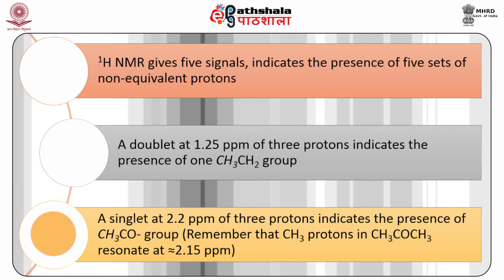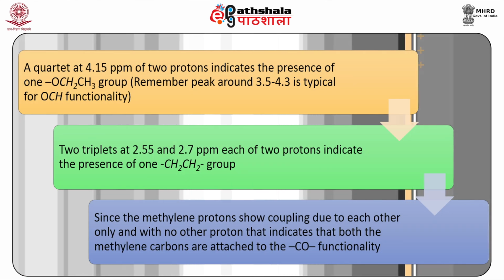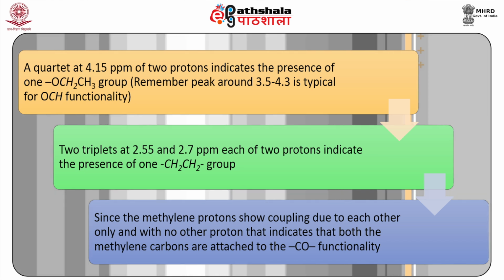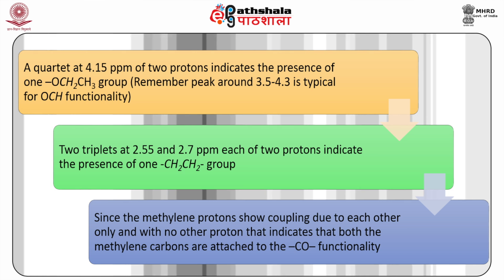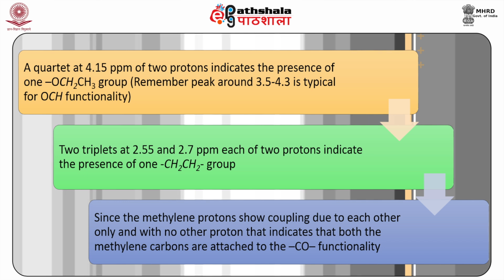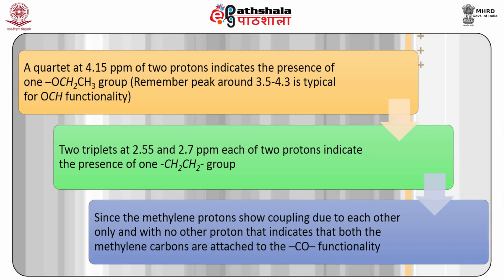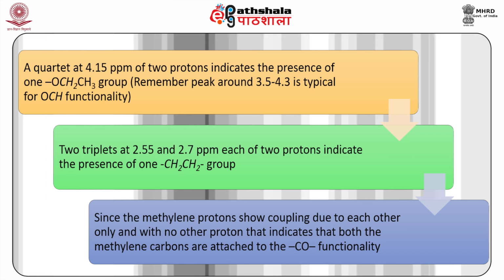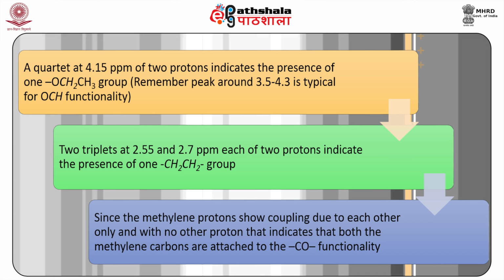Coming to the next set of given information, a quartet at 4.15 ppm of 2 protons indicates the presence of an OCH2CH3 group. Remember that the peak around 3.5 to 4.3 ppm is typical of the OCH functionality. Now let us move to the last set of information that we have.